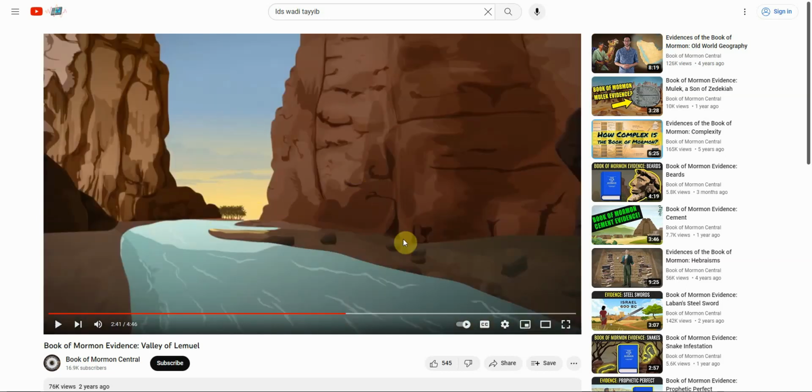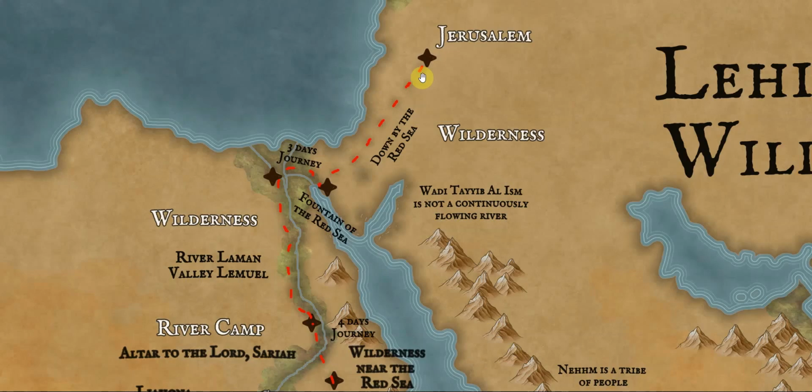That's something interesting to consider when you're considering where that continually flowing river is, and whether or not it's in Wadi Tayyib Al Ism or whether it is the Nile River, which is what I am proposing. So, that's my video. Lehi came down to the Red Sea here at Suez. The 3-day journey is over to Cairo, and that's the continually flowing Nile River.